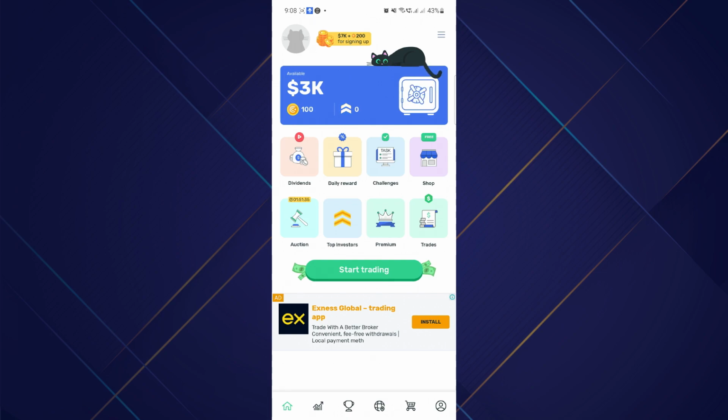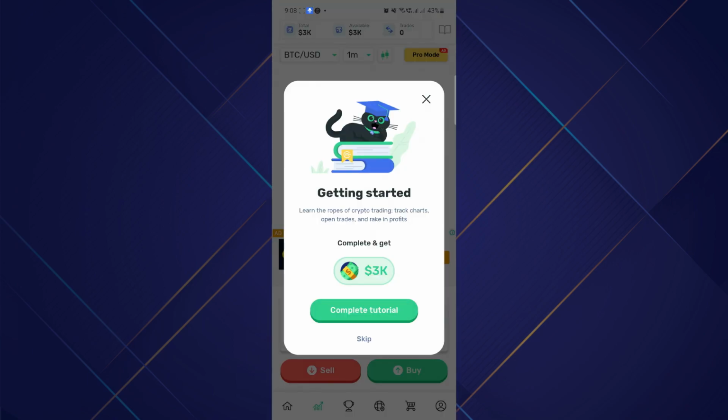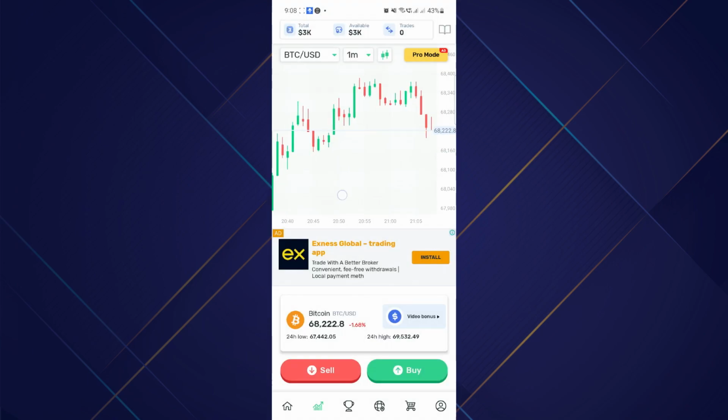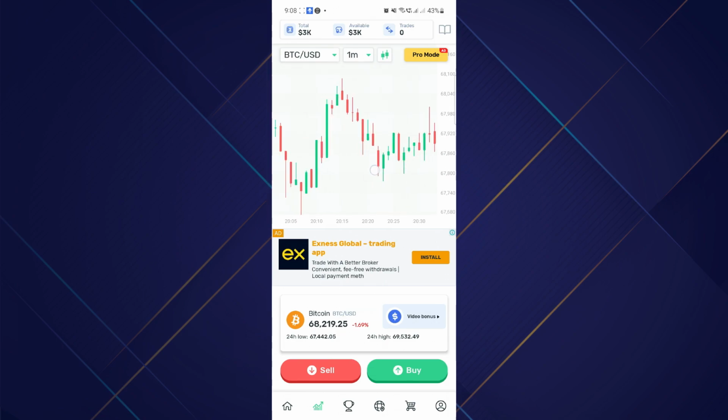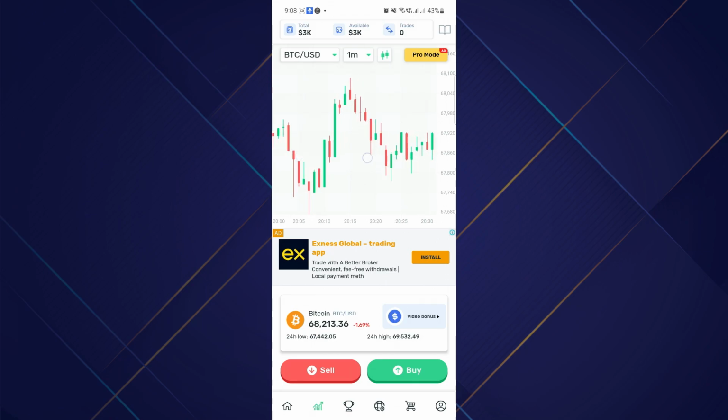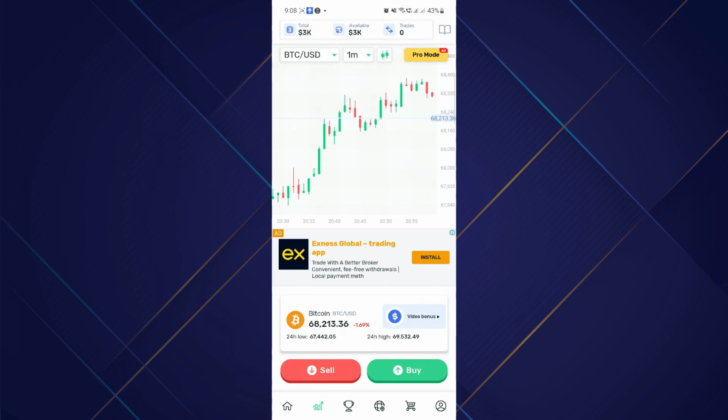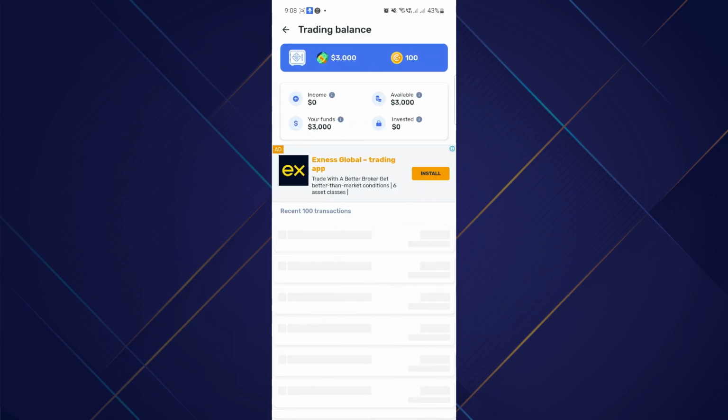Some users have questioned its legitimacy due to difficulties in withdrawing funds. So here's the ultimate truth. Cryptomania is a simulator app. It does not involve real money transactions or provide opportunities to earn real cash. Any earnings within the app cannot be exchanged for real money.